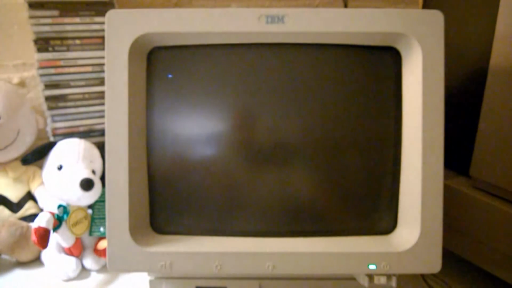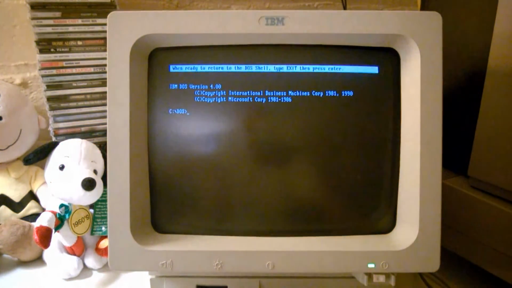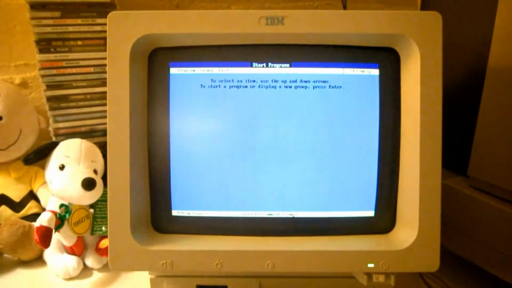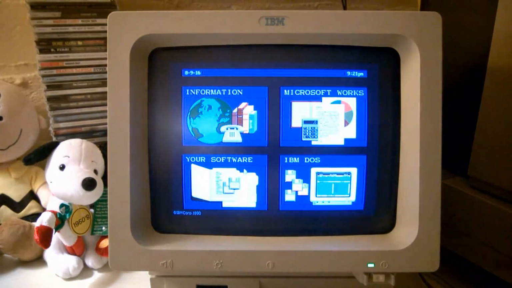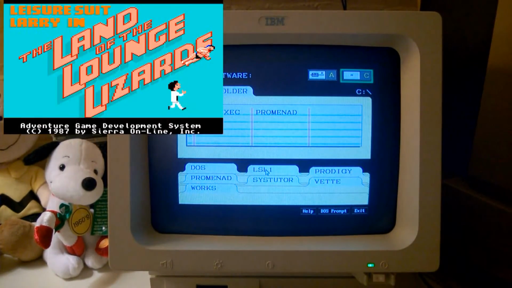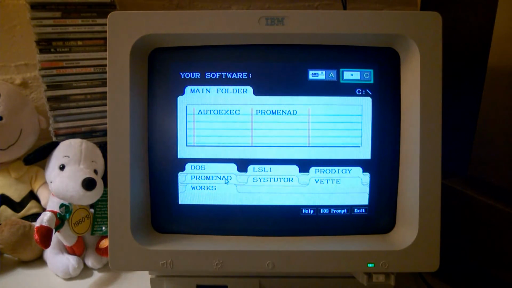Let's show you that. Again, it's a GUI. It uses a mouse. However, if you want the DOS prompt, the command prompt, you can have it. And there you go. And if you want to find the software installed in your computer, you can go right down here. And you can see I got Larry, Vet, and again, Promenade, which is basically a precursor to AOL.